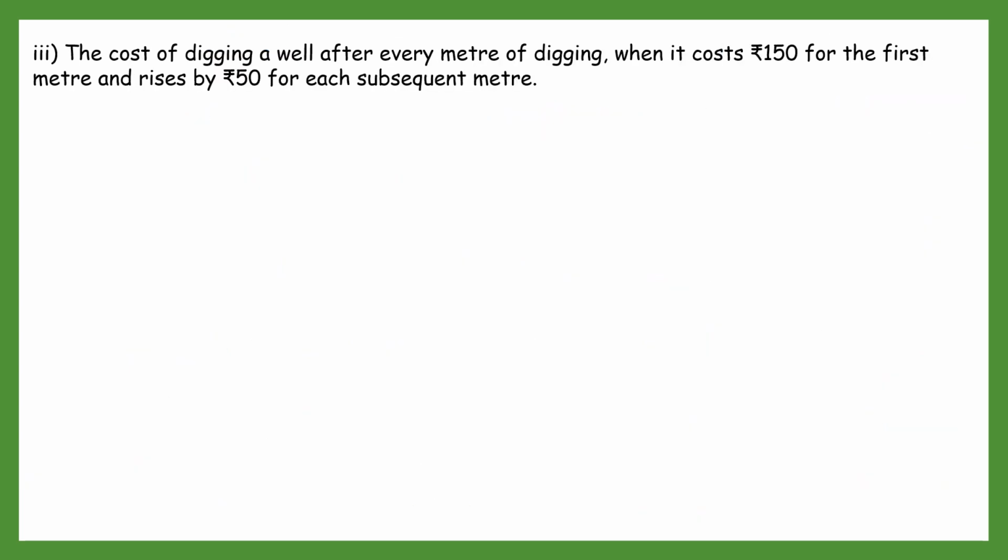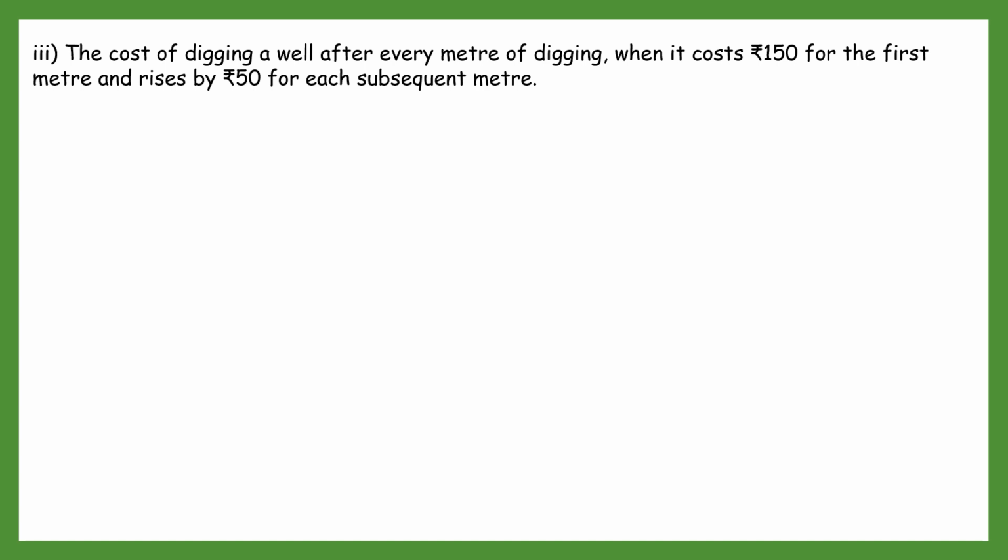Next question. The cost of digging a well after every meter of digging, when it costs rupees 150 for the first meter and rises rupees 50 for each subsequent meter. So we need to form a list of numbers for the cost of digging the well after every meter. For this, we should make a list, and then check whether the list is in arithmetic progression or not. They have given the cost for digging the first meter as 150 rupees. After that, for each subsequent meter, it is rupees 50. Let's form the list first.